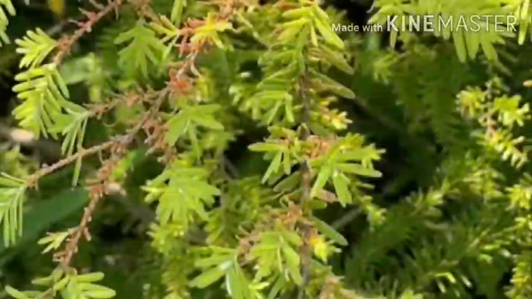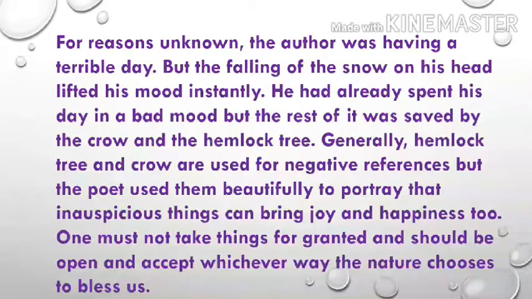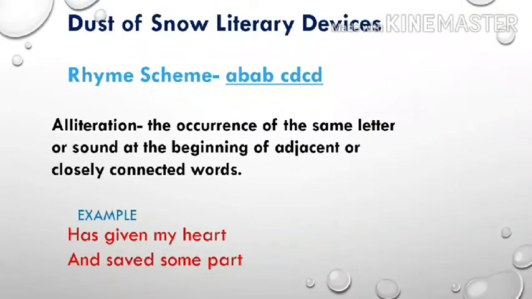Generally, hemlock tree and crow are used for negative references, but the poet used them beautifully to portray that inauspicious things can bring joy and happiness too. One must not take things for granted and should be open and accept whichever way the nature chooses to bless us. Now let us look at some of the literary devices used in this poem.